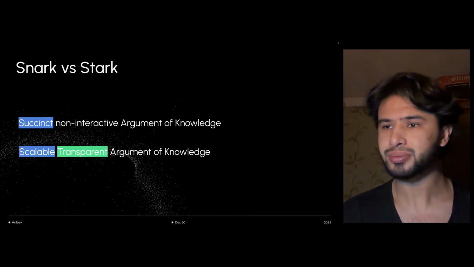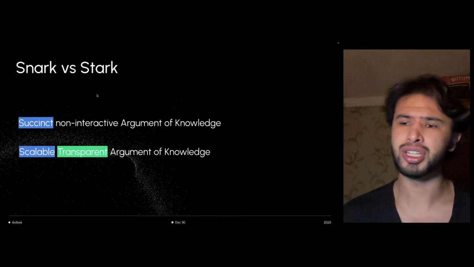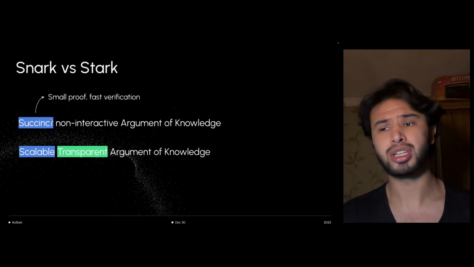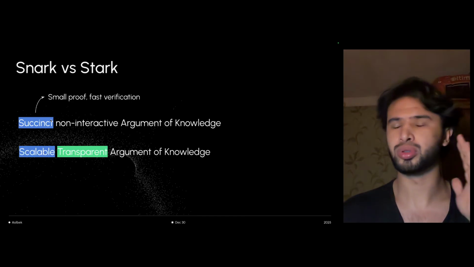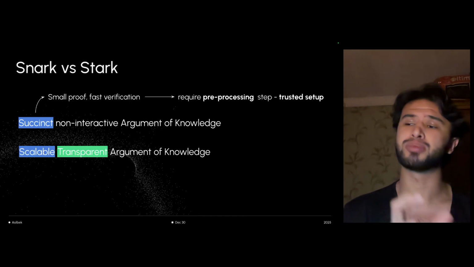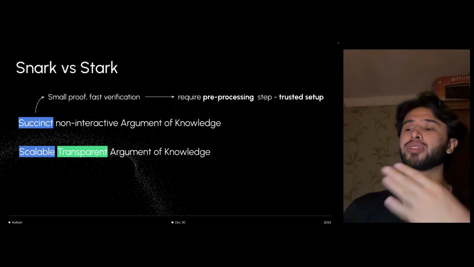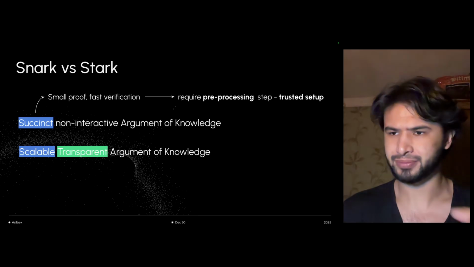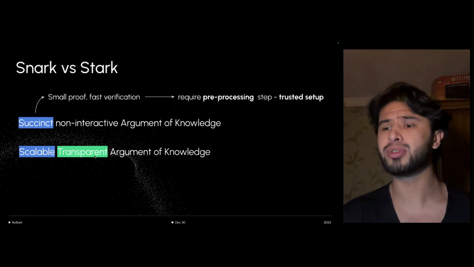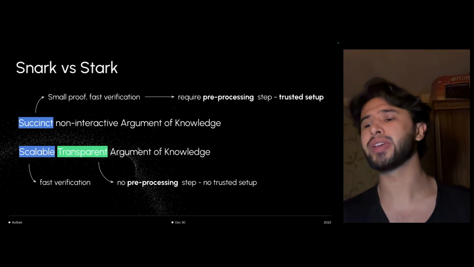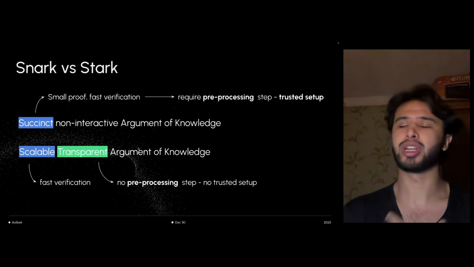So, SNARK versus STARK. By definition, SNARK is a succinct non-interactive argument of knowledge, and succinct is going to be focusing on small proofs and faster verification. To make it fast, there's going to be a required pre-processing step where we generate a certain trusted setup. So this is how it is done. And STARK is a scalable transparent argument of knowledge, so it's going to have fast verification, and we're going to have no pre-processing step, so no trusted setup.